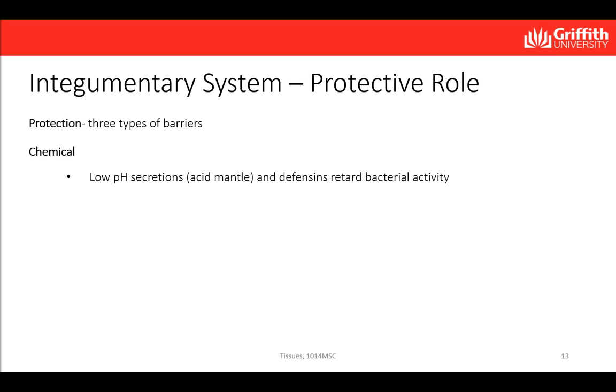The low pH secretions of the skin, known as the acid mantle, prevents bacterial growth, while natural antibiotics called defensins, secreted by the skin, have the ability to punch holes through bacteria in order to kill them. Melanin, as discussed earlier, protects skin cells from UV damage.